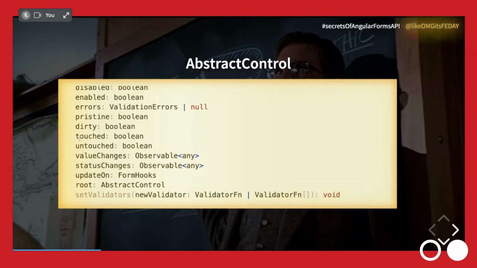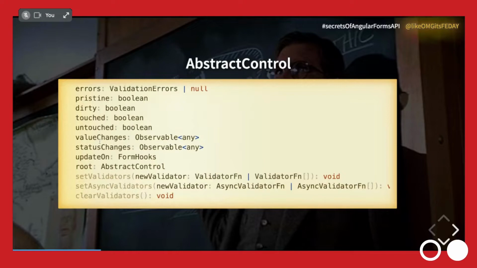We have our different statuses that are tracked. If a form is touched or untouched, sometimes we might only want to display validation in certain circumstances if a user has interacted with a form element. We have a value changes observable. This is a way that we can get notified of value changes of our form control, of our form group, of our form array, anything extending this class.